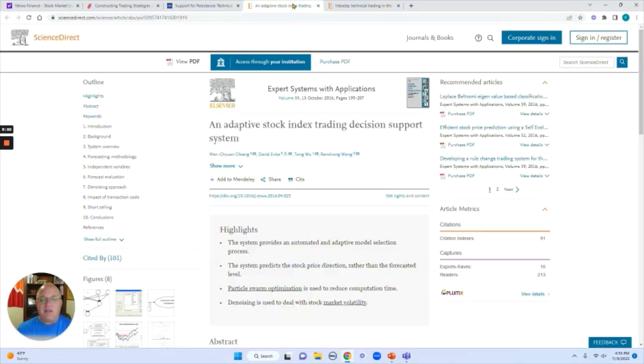So the next paper talks about stock index trading decisions and support, and provides an automated adaptive model. It's more about models and how they might use some of this stuff. It predicts the stock price direction rather than the forecasted level. They looked at particle swarm optimization, and they tried to deal with market volatility. That's one related article out there.